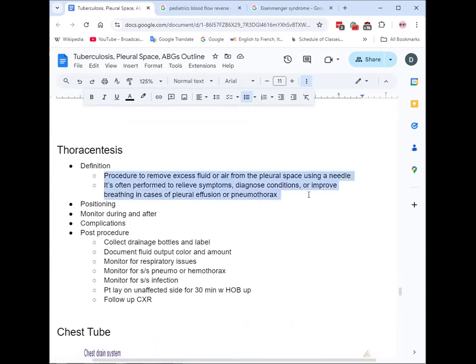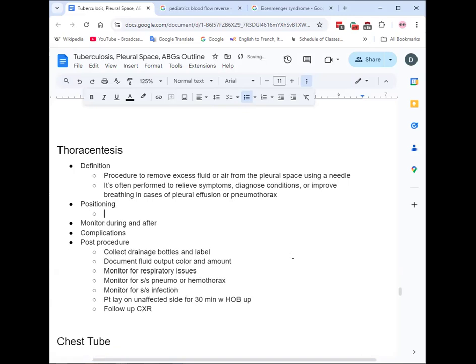So we talked about the procedure to remove the excess fluid using the needle, relieve the symptoms, and improve breathing. So just the very basics. What's the positioning for a thoracentesis? How should they be positioned?